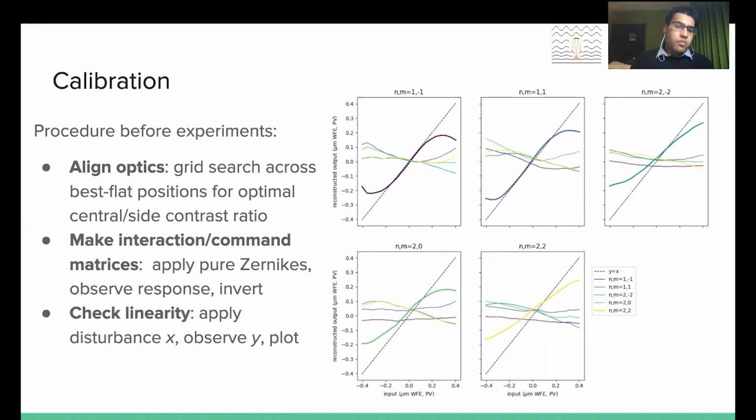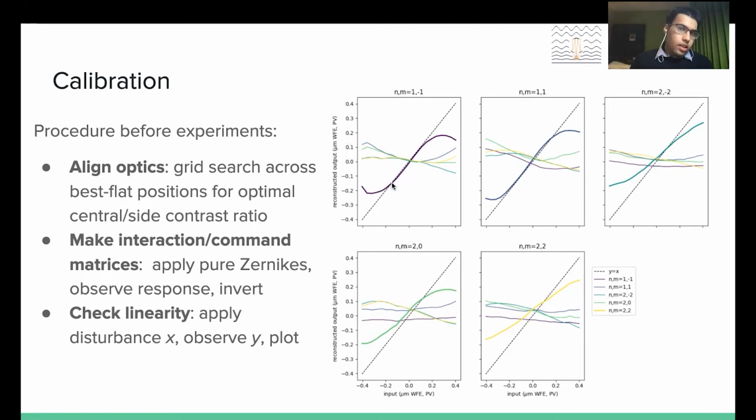And from an aligned position, we make interaction and command matrices, by which we mean we apply some pure Zernike polynomials. Only tip tilt is significant. We've done up to the first 5 modes over here. We observe the response and we invert that so that whenever we get an image, we can essentially project that onto the ideal responses and see which components of the ideal Zernikes are in the image that we just got. And we can look at those in a linearity plot, which is essentially on the x-axis, there is an applied disturbance, and on the y-axis, there is a response in each mode.